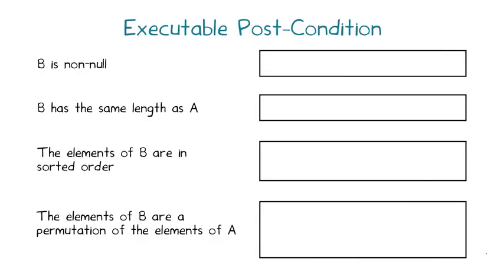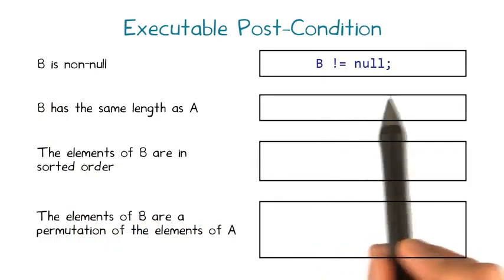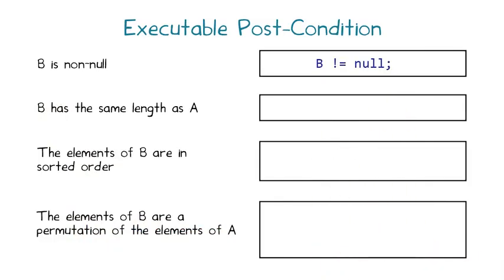What would the sorting postcondition look like if we wrote it in executable code? The first part of the postcondition says that B be non-null. This is easy enough to implement by adding an assertion that B not equal the null pointer. The second part of the postcondition, that B and A have the same length, is similarly easy to implement by adding an assertion that B.length equals A.length.